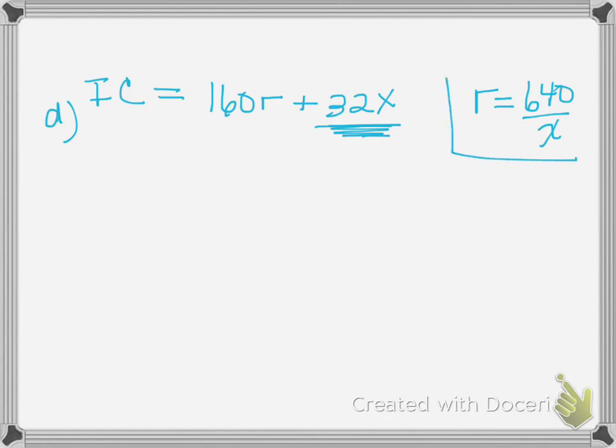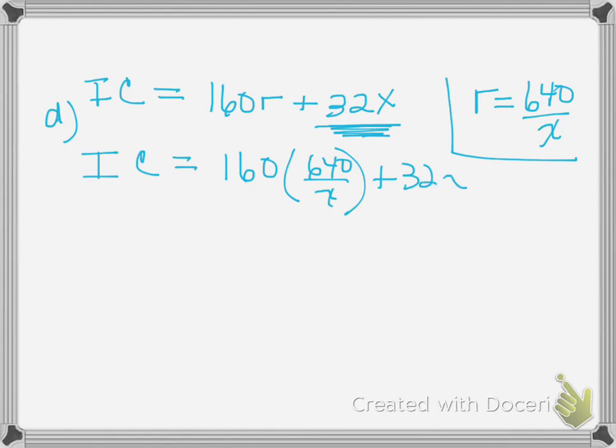R is still 640 over x. Nothing else has changed in the problem. Okay, so we're going to do our little replacement again. So inventory costs equals 160 times 640 over x plus 32x this time. So inventory costs, once I do all that multiplication, I have 102,400 x to the negative 1 plus 32x.